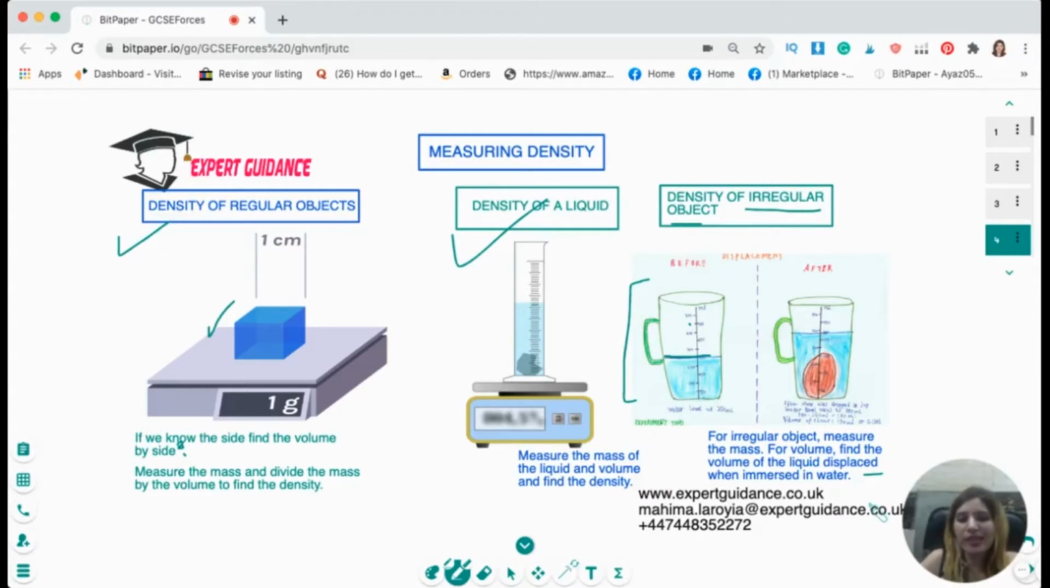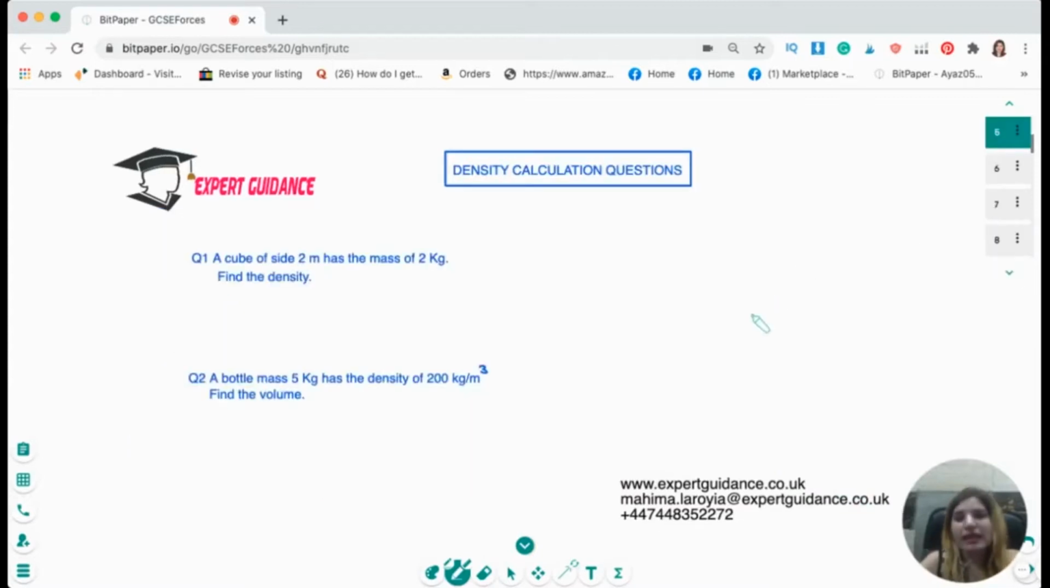Okay, so these are the three ways of measuring the densities of a solid, of a liquid, and of an irregular object. Now, let's do some practice questions on the density calculation. In the first question, there's a cube of size 2 meters, mass 2 kg, find the density. In the second one, they have given you the mass and the density and asked you to find the volume. In all these, take care of the units, pause the video, have a go at these questions, and you can take the help of the triangle that we have just discussed.